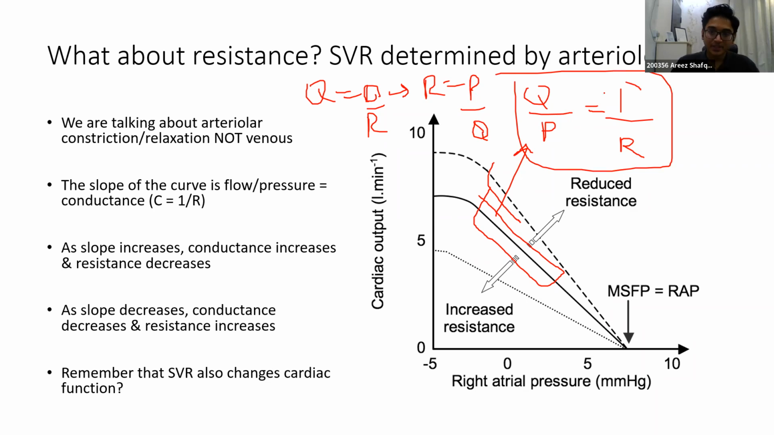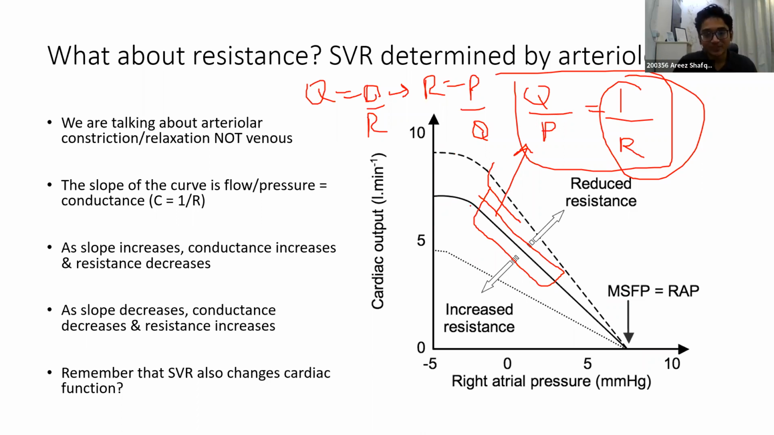Do you guys know what conductance is? Conductance is the opposite of resistance. So resistance is how difficult it is for blood to move, for example. Conductance is how easy it is for the blood to move.